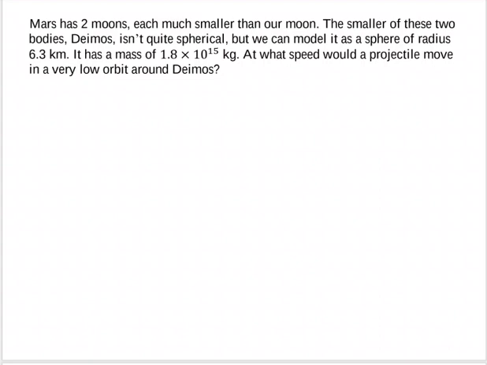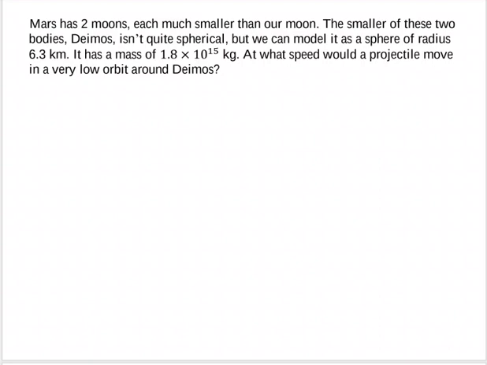We can model it like a sphere, though, with a radius of 6.3 kilometers and a mass of 1.8 times 10 to the 15th kilograms. Okay. At what speed would a projectile move in a very low orbit around Deimos? So, what are we talking about, like very low orbit? Ground skimming, basically. Oh, okay.